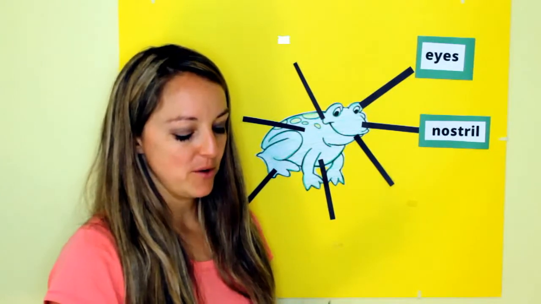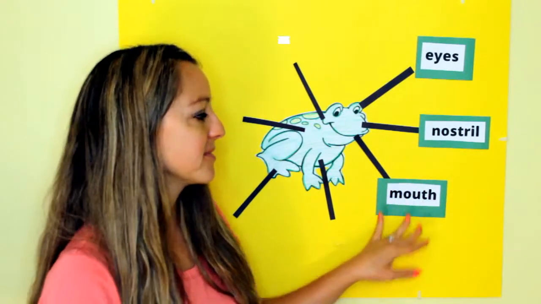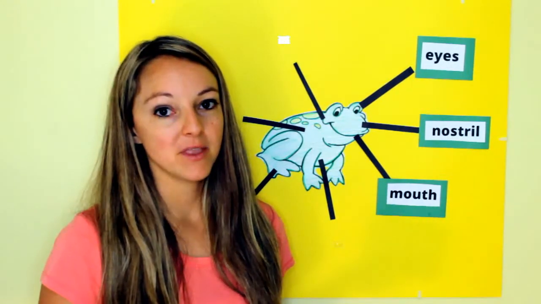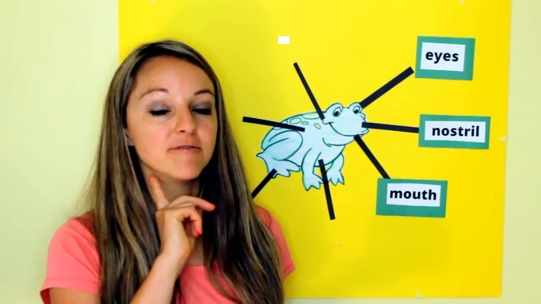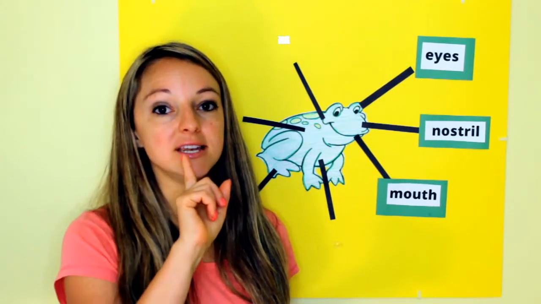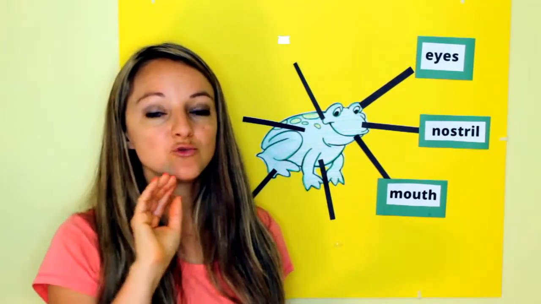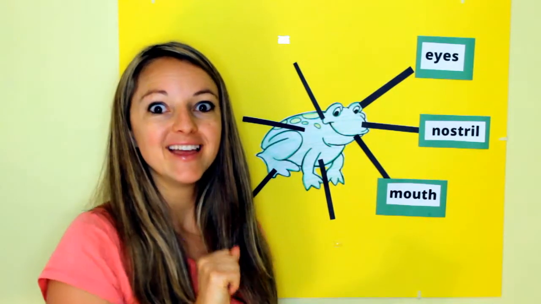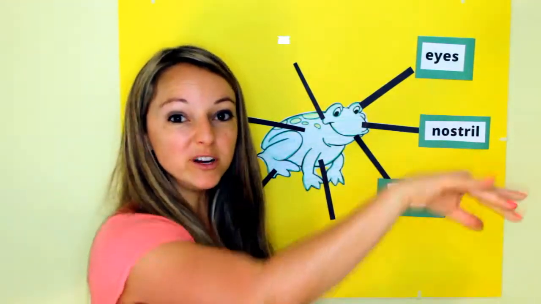Mouth. Oh, there's some cool things that a frog can do with their mouth. Not only can they eat with their mouth, but their tongue, instead of it being at the back of their throat like ours, their tongues are connected to the front of their mouth. And it helps them to stretch out their tongue really far and snap food. That is so neat that their tongues can stretch out really far.